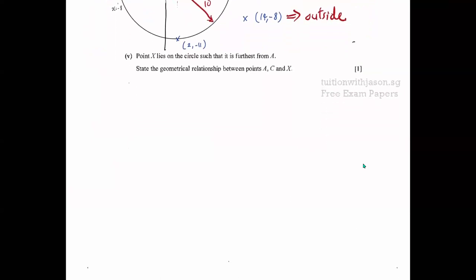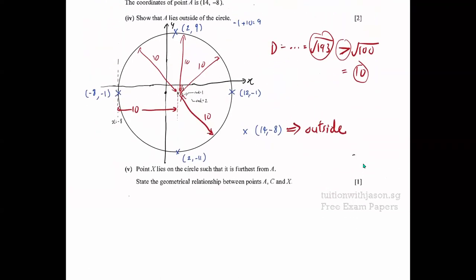Okay, part V. Point X. I'll show for a few more seconds. Point X lies on the circle such that it is furthest from point A. What's point A again? Oh, point A, I forgot to label A. State the geometrical relationship between points A, C, and X. C is the center of the circle.